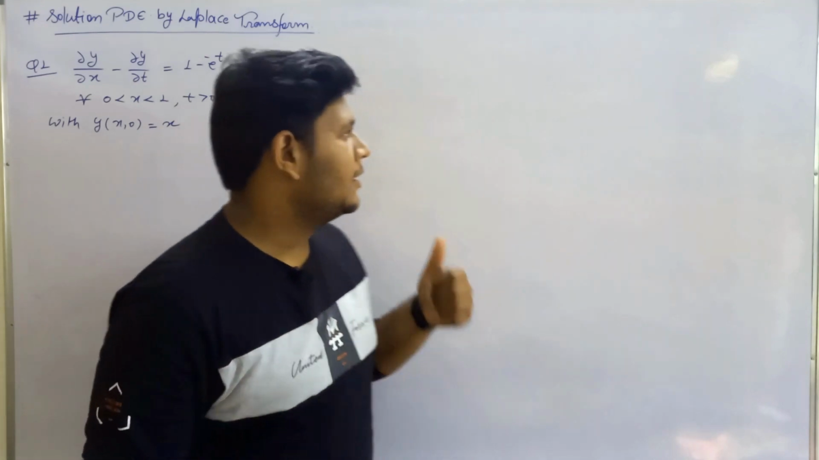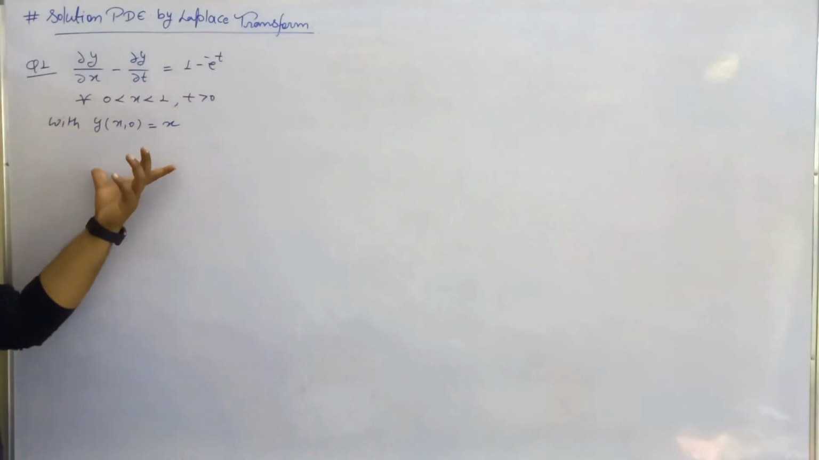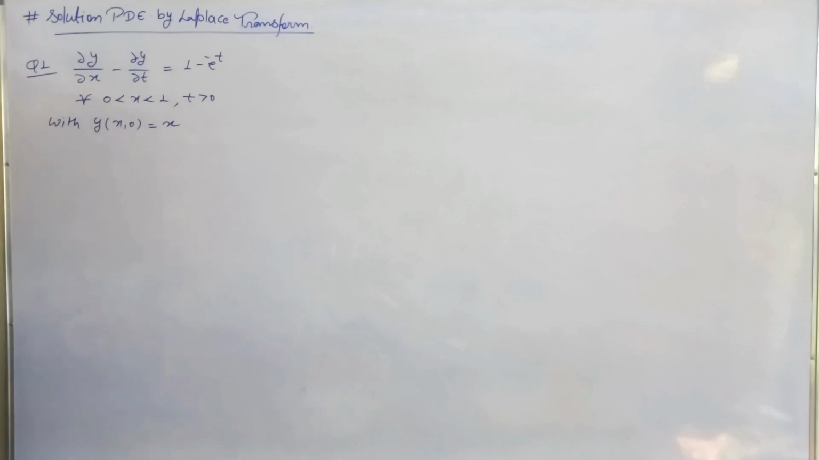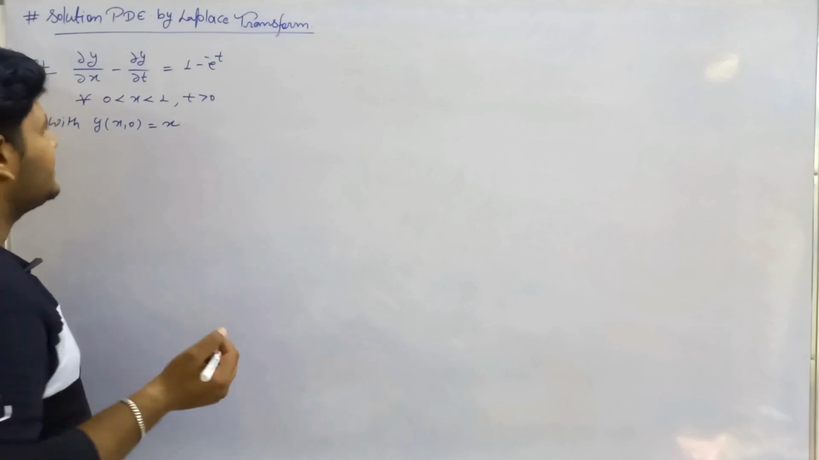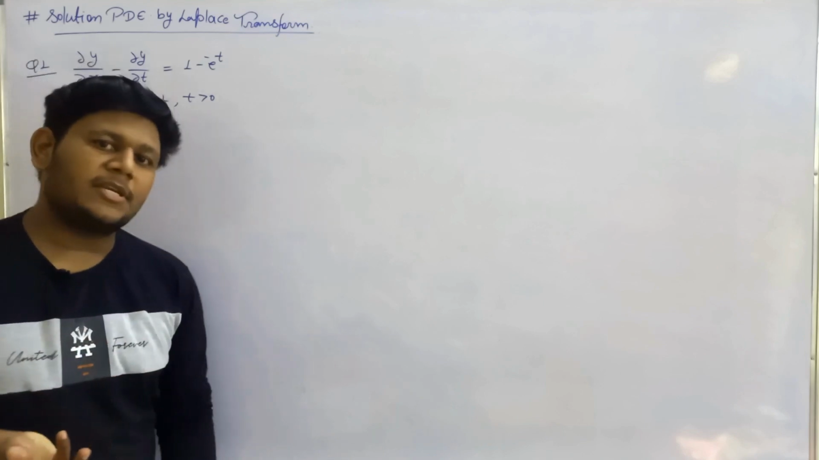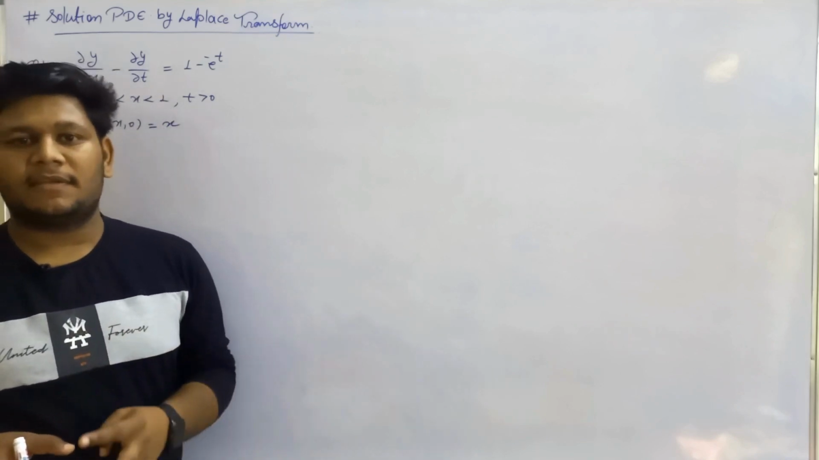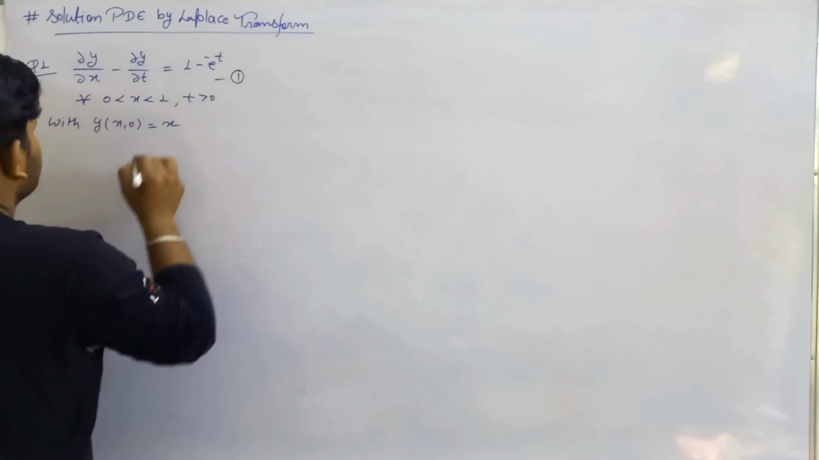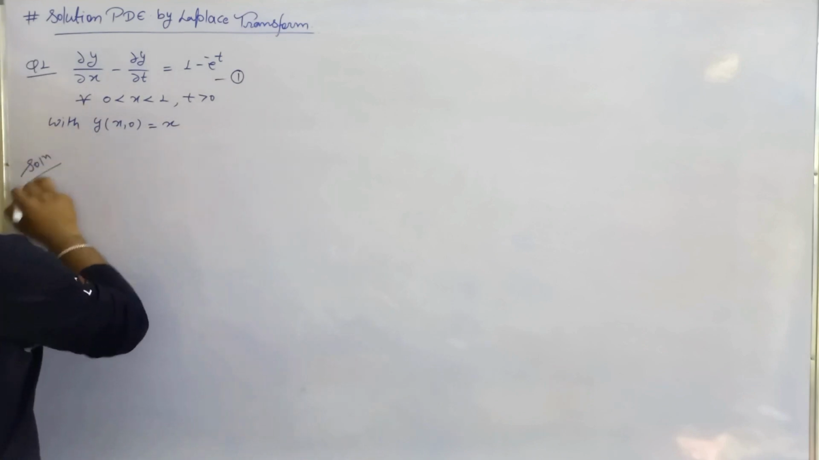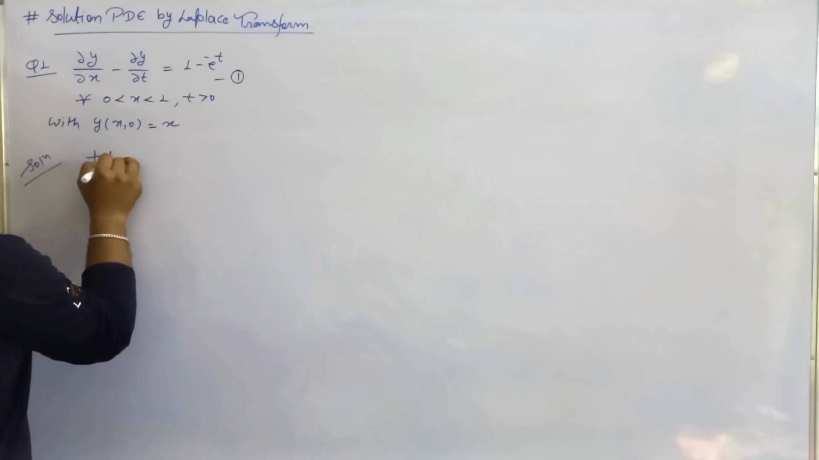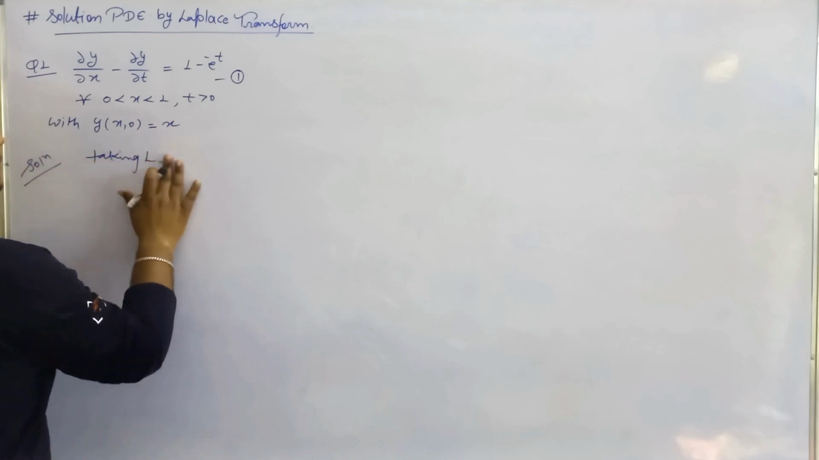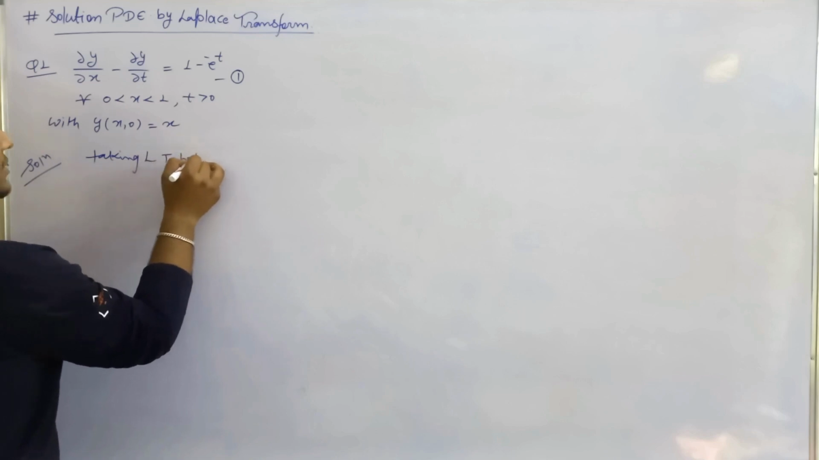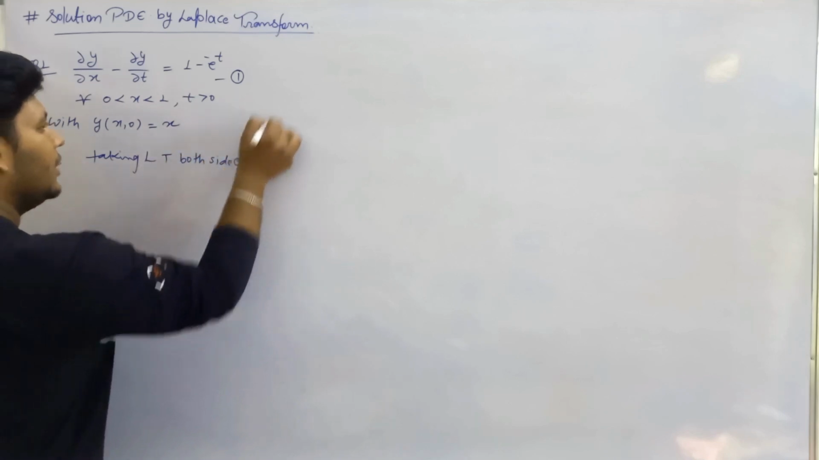Okay, now continue. First of all, we are going to discuss a question: del y over del x minus del y over del t is equal to 1 minus e to the power minus t. The first step in solving any ordinary differential equation or partial differential equation is to take the Laplace transform on both sides. So we have a partial differential equation, and I am taking this as equation number 1. Whenever we start the solution, the first step will be taking the Laplace transform on both sides in equation number 1.